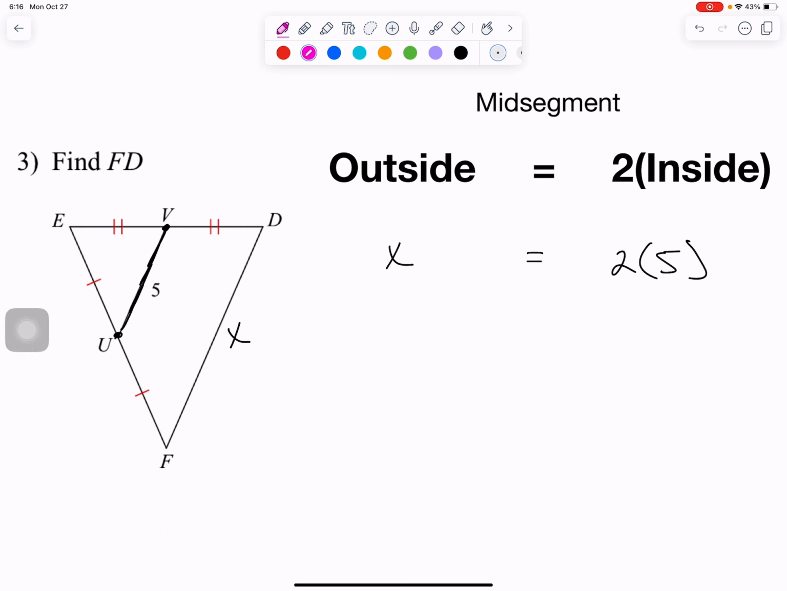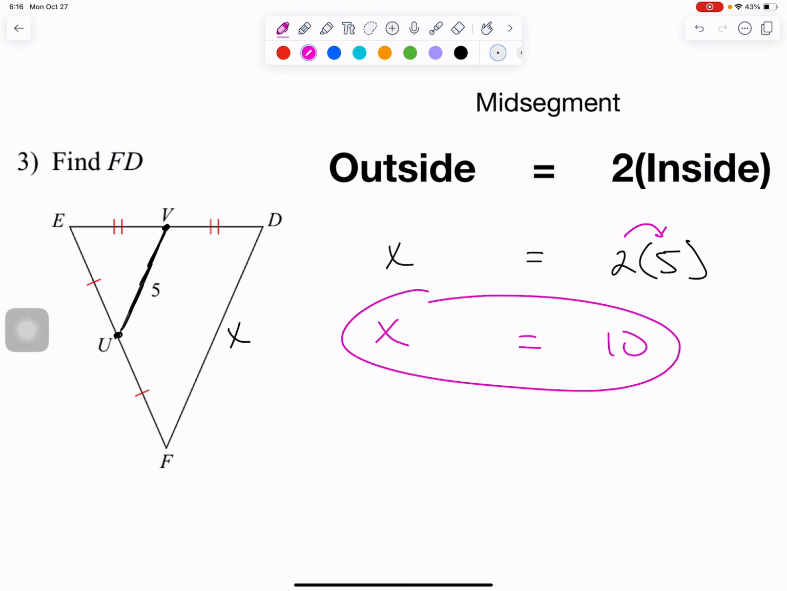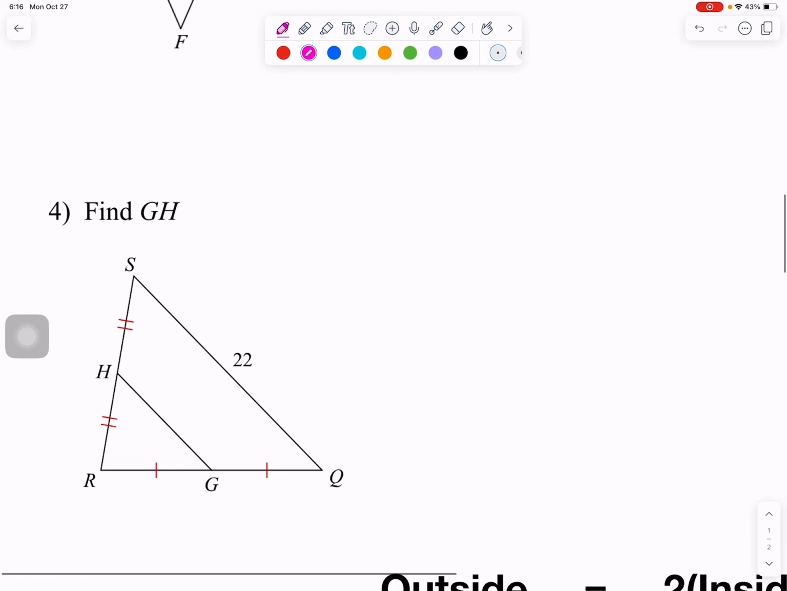5. Anytime I distribute, you will see me using pink. 2 times 5, we will simply rewrite x equals 10. And do I ever expect you to write this? No. Do I want you to have the background knowledge? Yes. Let's move forward to the next one.